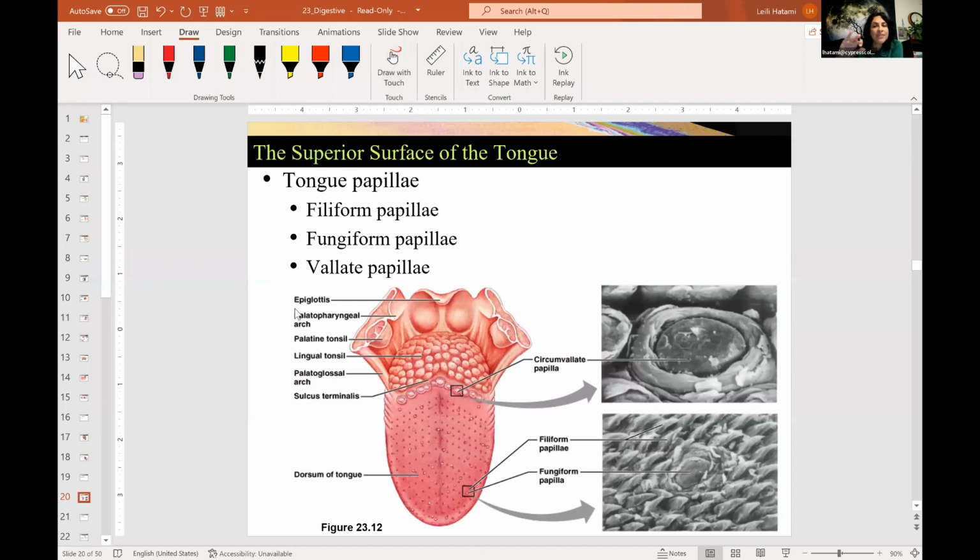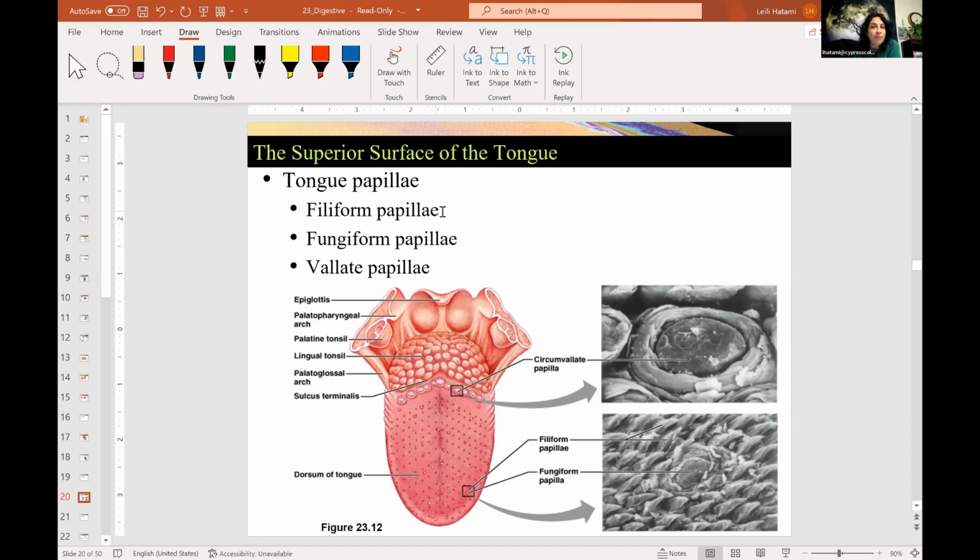If you look at the dorsal surface of the tongue, which is the surface toward the roof of the mouth, you can find some projections, which we call papillae. There are different types of papillae based on their structure and shape, and they can also differ in their number.